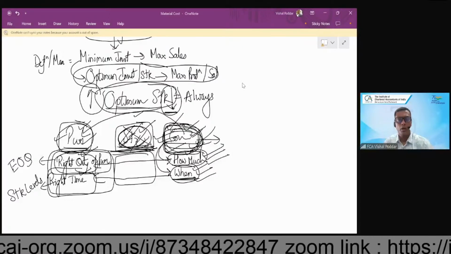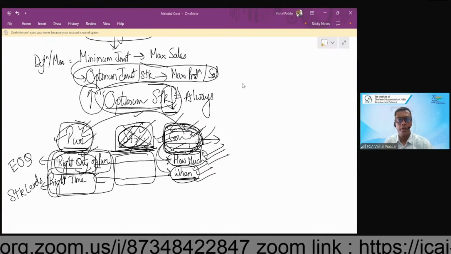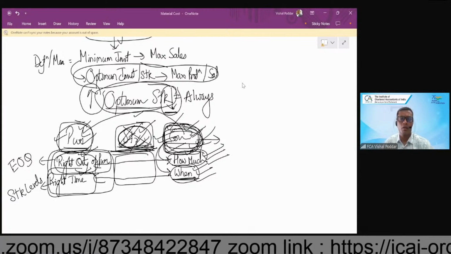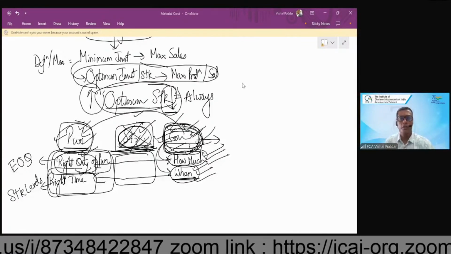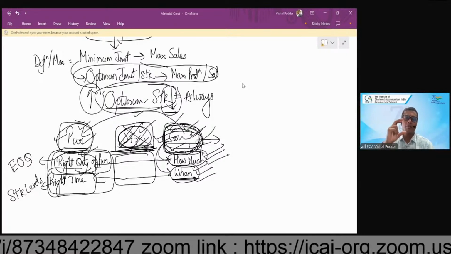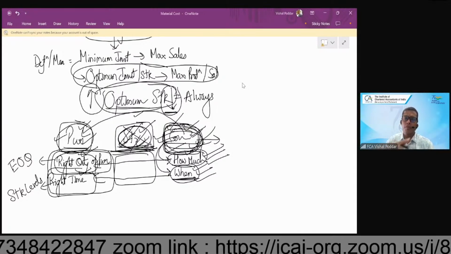Somebody asked, I'm running a hotel on rent and I'm paying rent. So will the rent be adjusted in the dinner cost or cost sheet? Yes, every cost will be added to your product's cost. Then only you'll be able to find out the complete price of your products. So even if you're paying rent, that will be added.